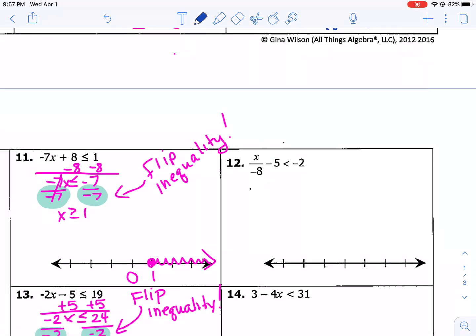Number 12. It's set up very similar to number 10. Two-step inequality here. I want to undo that addition or subtraction first, and I have a negative 5. So I'm going to get that to 0 by adding 5 to both sides. So I have x divided by negative 8 is less than 3.